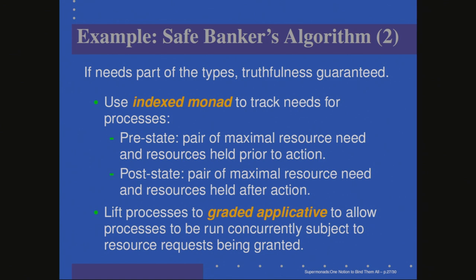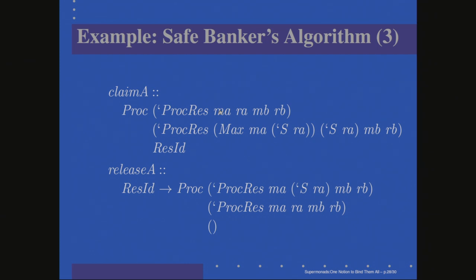And then afterwards, we're going to lift these into graded applicatives, because applicatives, in principle, allow us to run these concurrently. So we're figuring out the maximum needs, and then we say, okay, now we have these processes with known maximum needs, and then we say, okay, run these as concurrently as you see fit, in the way you'll see shortly. So just to give you an idea what it's going to look like, we are going to have operations for claiming and releasing of resources.